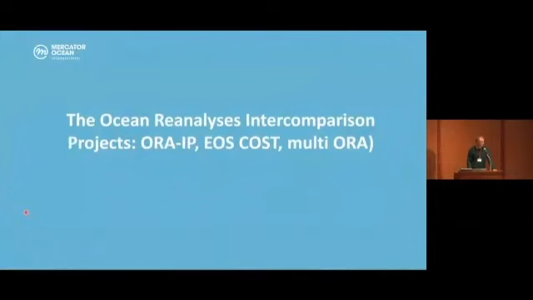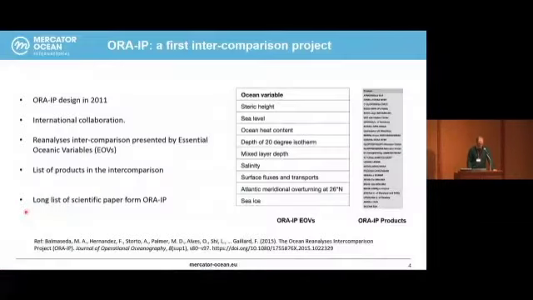Okay, first the history. One of the most famous intercomparison exercises for ocean was the RIP, and it was designed in 2011. This is an international comparison, and this exercise was based on the essential oceanic variables. It means that it's split variable by variable, and in front of each we have a list of products, and there are many studies dealing with these different variables.